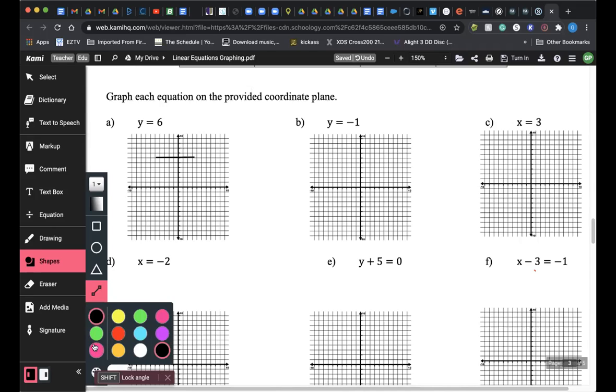All right, I'm going to change my color so that it's better for the other ones. All right, so we have another y equals, we're going to have another horizontal line, this time at -1. So you're going to count from the 0, count down by 1, and just make a straight line going straight across at -1.